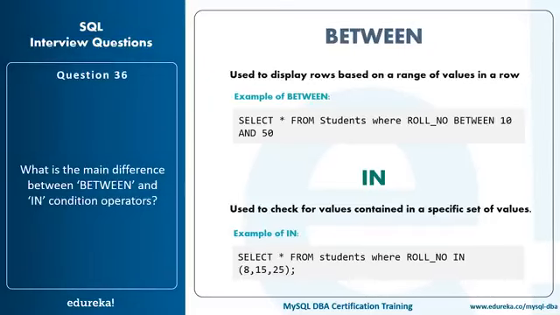You can just write a query like select star from students where roll number between 10 and 50. So all those records from the students table would be selected whose roll number stands between 10 and 50. Coming to the in condition operator, you can use a query like select star from students where roll number in 8, 15, 25. So all those records from the students table would be selected where the roll number would be either 8, 15 or 25. So guys, that is the main difference between the between and the in condition operators.